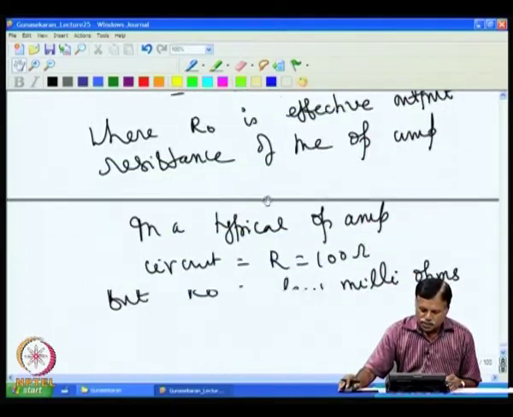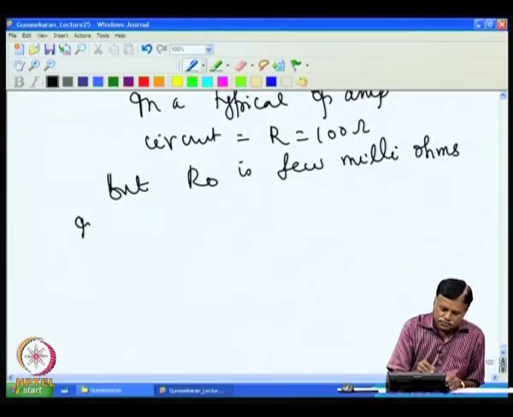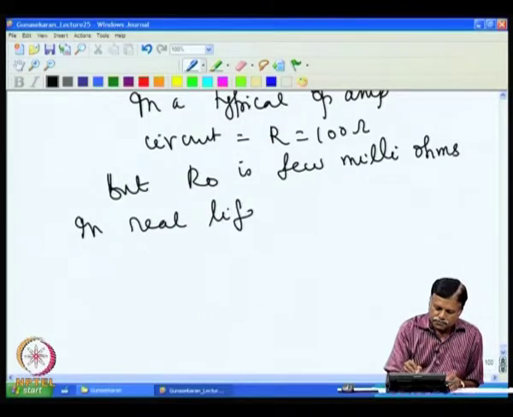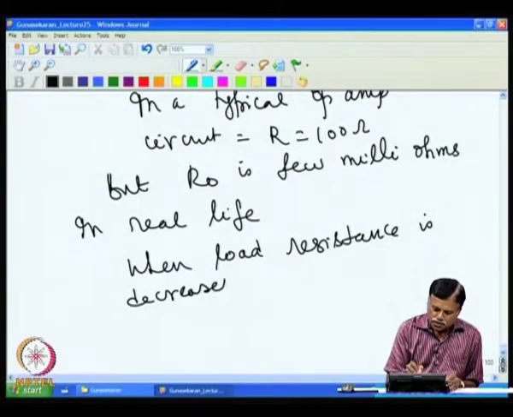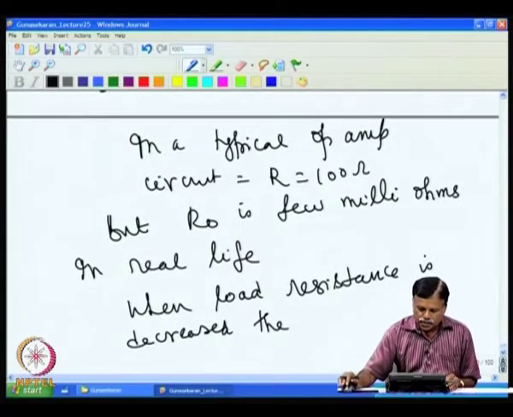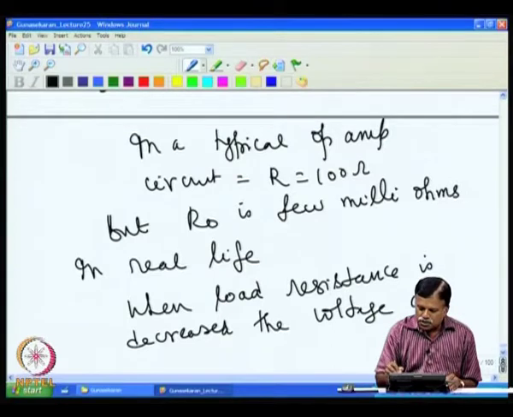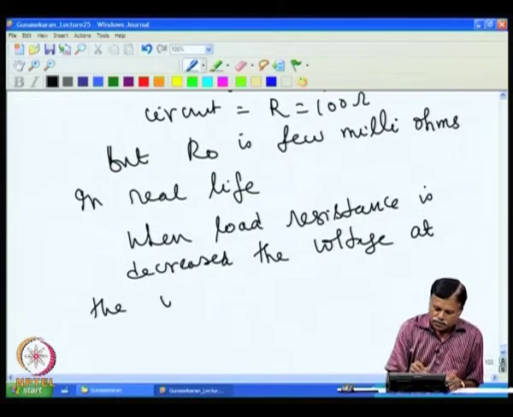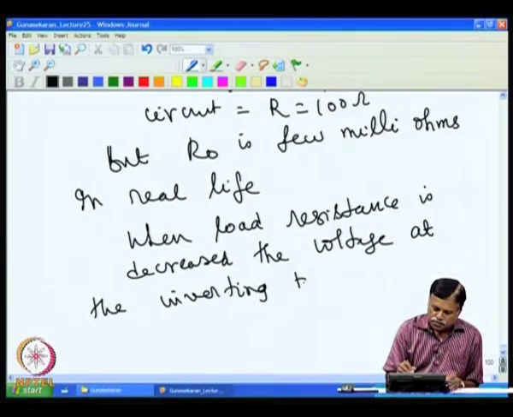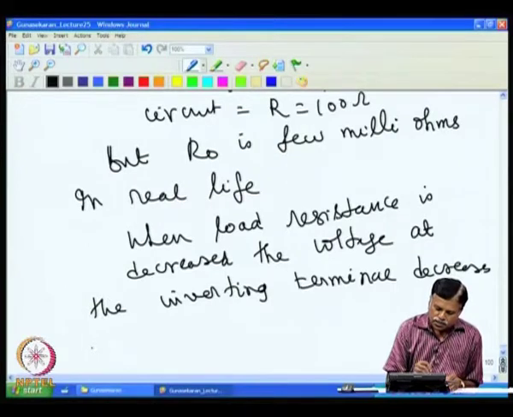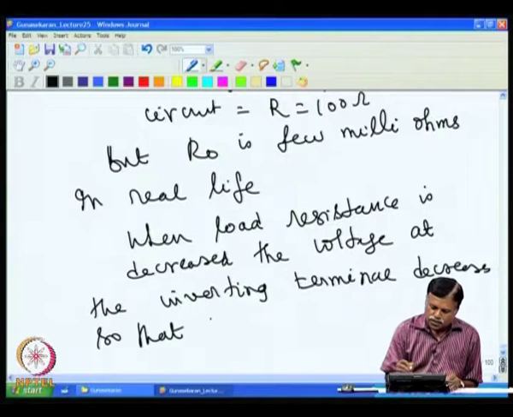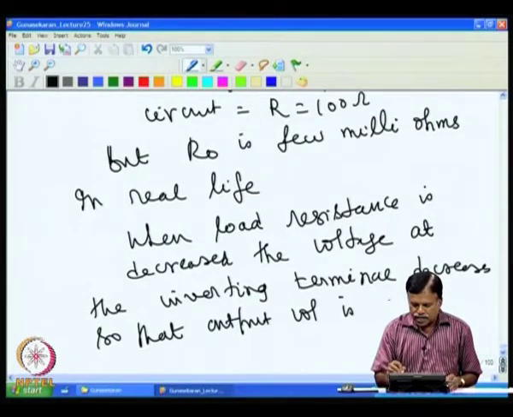So, in real life when load resistance is decreased, the voltage at the inverting terminal decreases so that output voltage is put back.